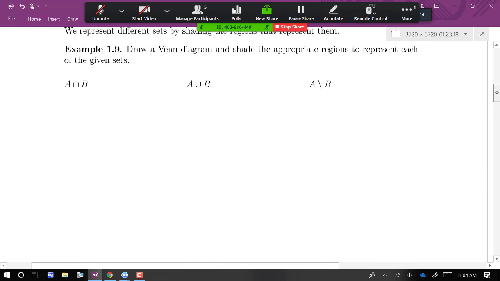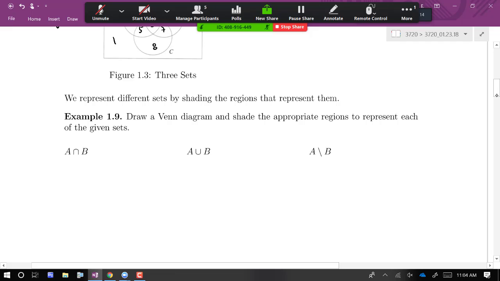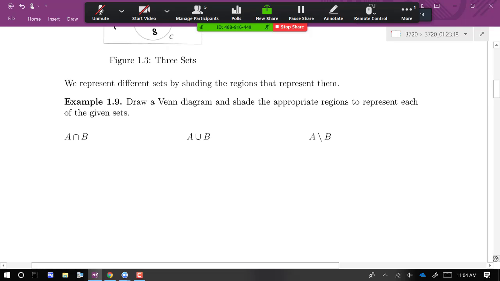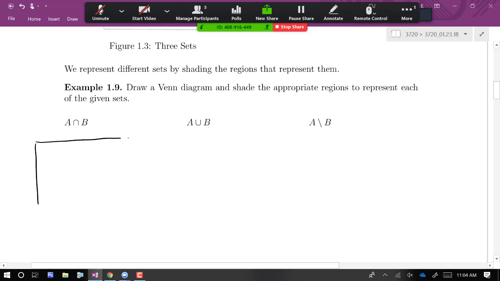We'll represent different sets by shading the regions that are represented by that set. So real quick, some quick examples. We want to draw a Venn diagram and shade the appropriate region. So we have these three different sets. We have A intersect B, we've got A union B, we've got A set minus B. You'll notice in all three of these, we just need to allow for two sets, A and B. So my basic starting point will be the same, right? There's my A and B. A intersect B is just the football overlap region, so we shade that in.